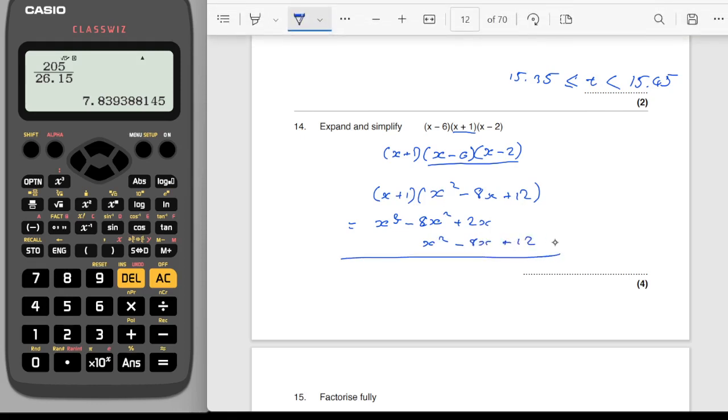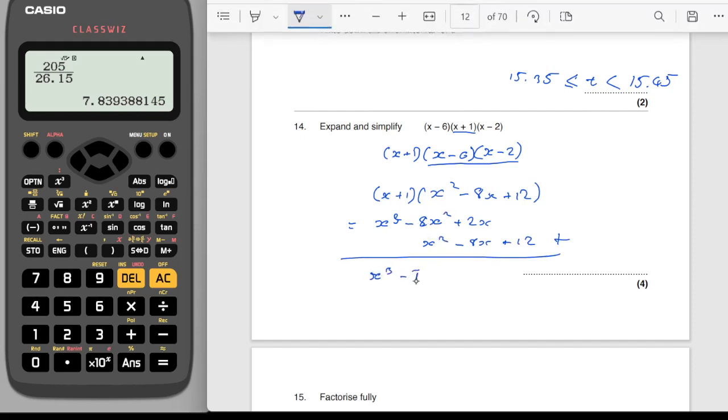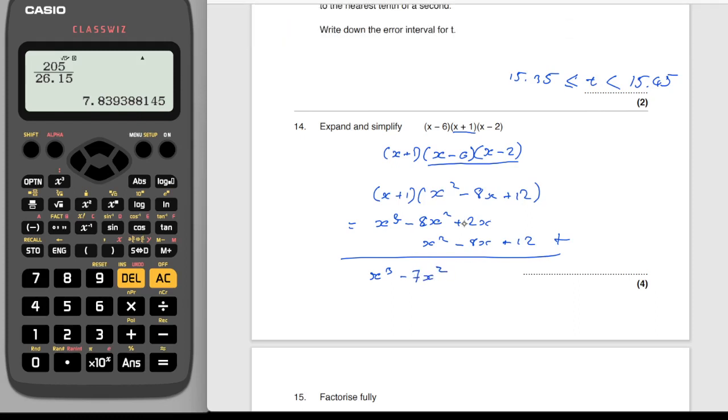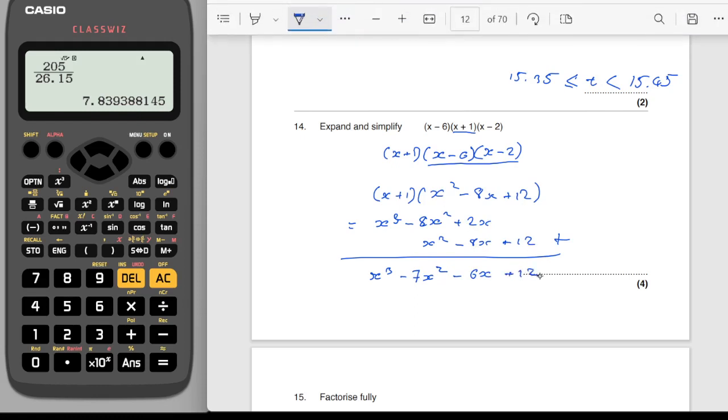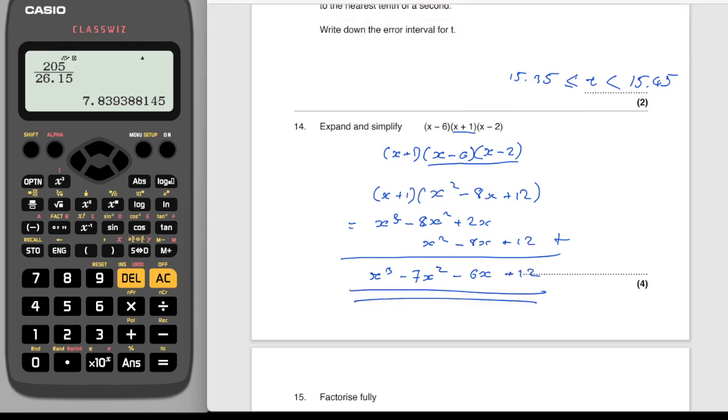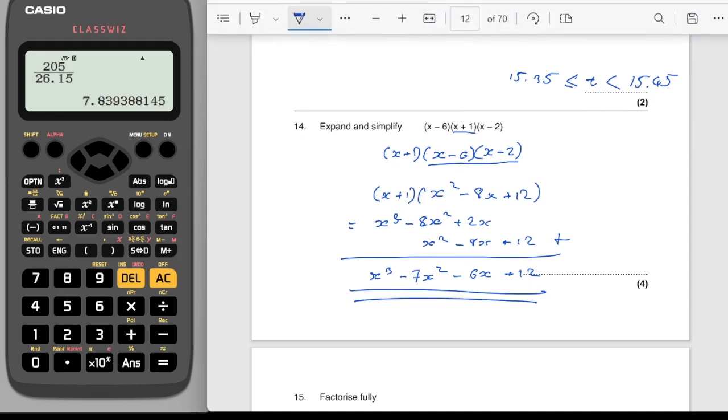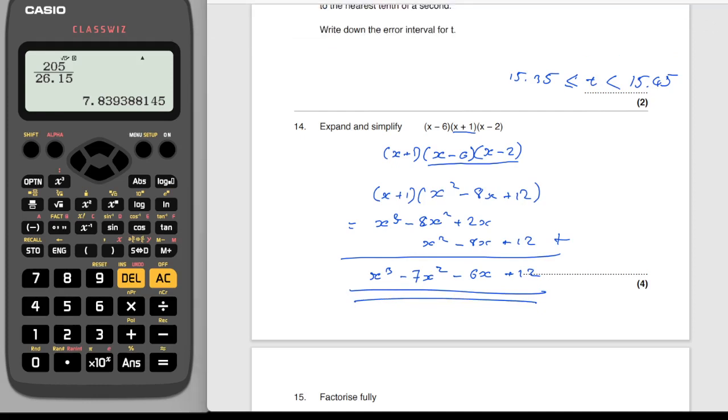And then if I add those together in their columns, I've got 1x cubed. Minus 8x squared plus 1x squared would be minus 7x squared. Plus 12x minus 8x would be 4x. Then we've just got plus 12. And again, if you want to use a grid for that, that's absolutely fine. I'm a big fan of the grid. I just tend to do it that way as a bit of shorthand.